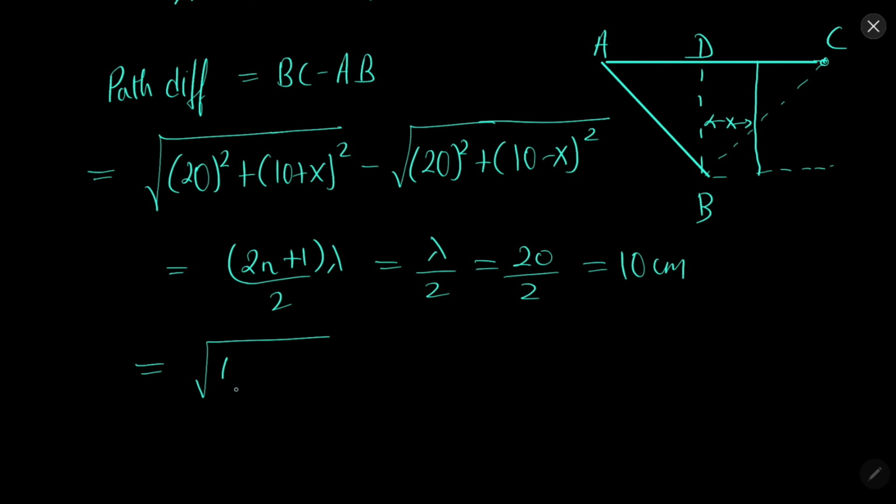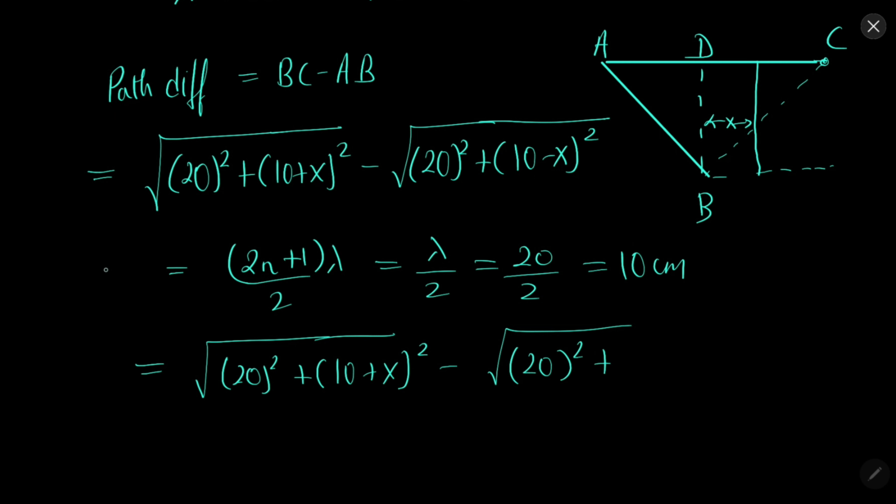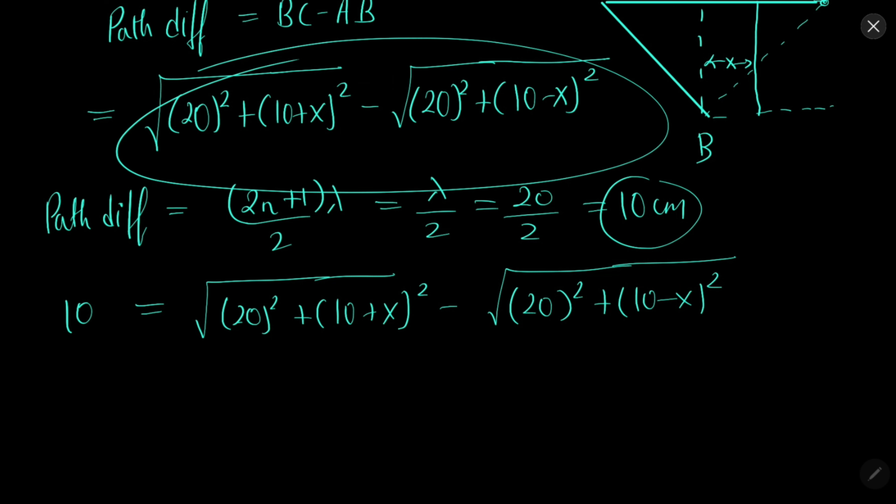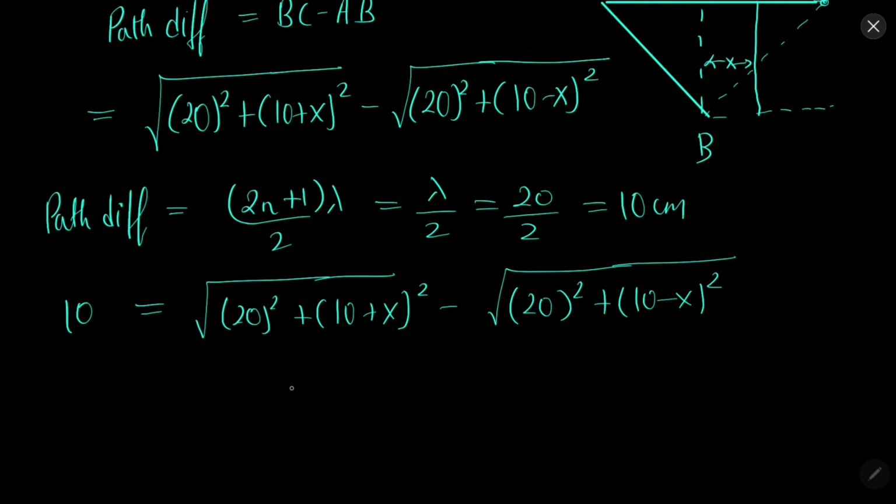So root of 20 square plus (10 plus x) whole square, minus root of 20 square plus (10 minus x) whole square, will be equal to 10 because this is the path difference. So after solving this, x will come out to be 12 centimeters.